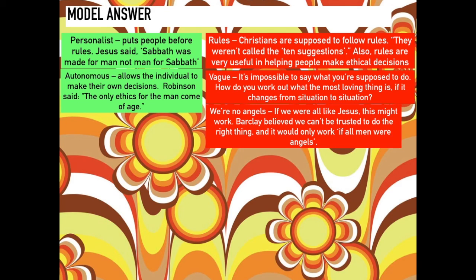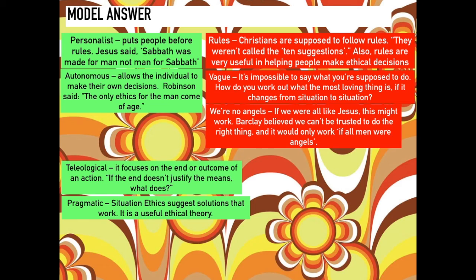so I'm getting in there immediately with an evaluation. I'm not waiting for the conclusion, I'm evaluating straight away and I'm putting in some counterpoints. Rules are useful. Christians are supposed to follow rules such as the Ten Commandments. Also, not having rules makes it much more difficult to work out what the right thing to do is. Situation ethics is not a substantive ethic but a method, and therefore it's very vague. It doesn't give clear direction. And we're no angels, so maybe we can misuse this theory. Its lack of rules might actually be a significant problem. Then I'm going to move on to something else.